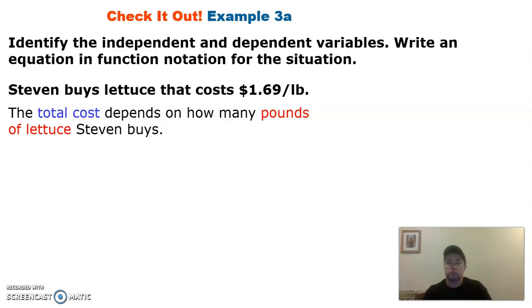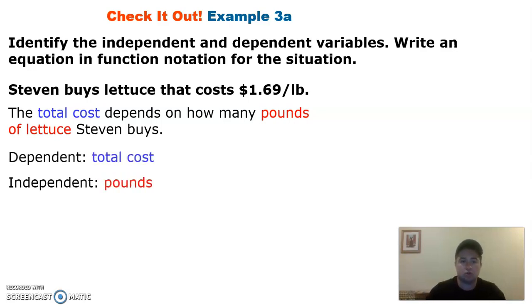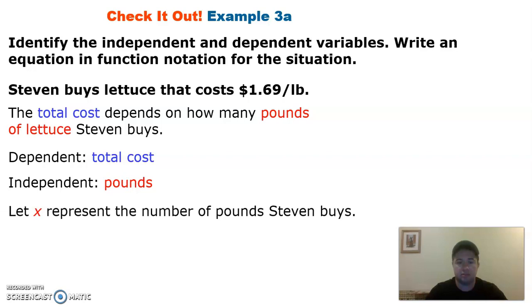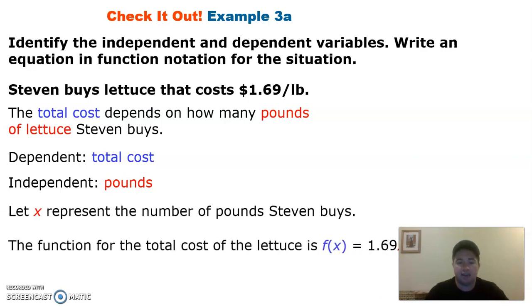So the total cost depends on how many pounds of lettuce Stephen buys. So total cost is your y, and pounds of lettuce is your x. Dependent, total cost; independent, pounds. And your function would be f of x equals 1.69x or y equals 1.69x. So every pound will cost another $1.69.